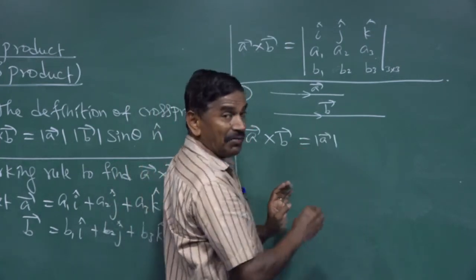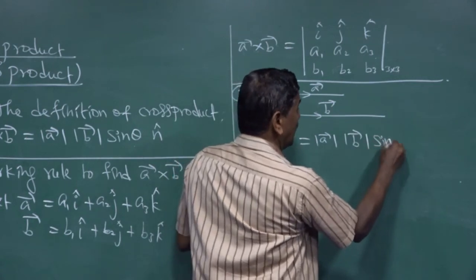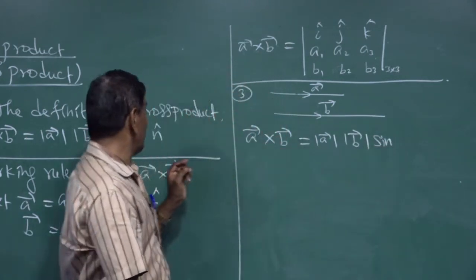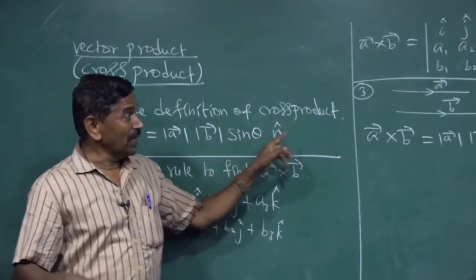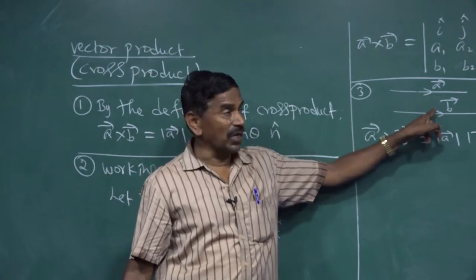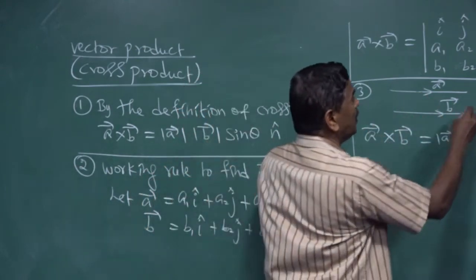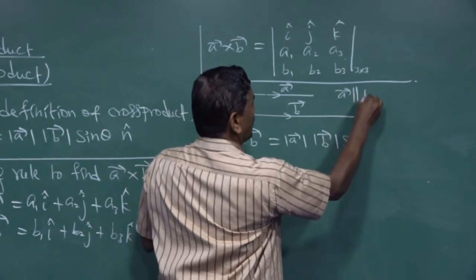Modulus A vector into modulus B vector into sin theta. Here, in the definition, theta is the angle between A vector and B vector. But in this diagram, A vector and B vector are parallel. A vector is parallel to B vector.